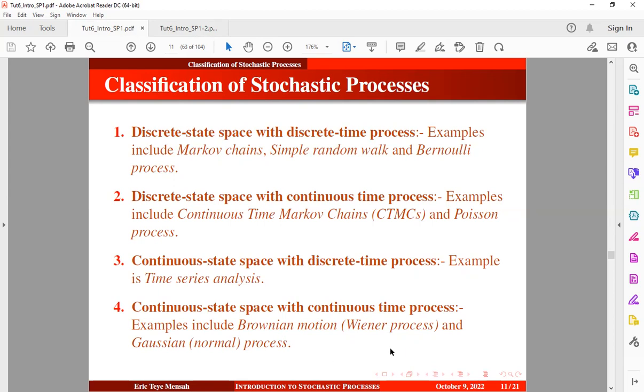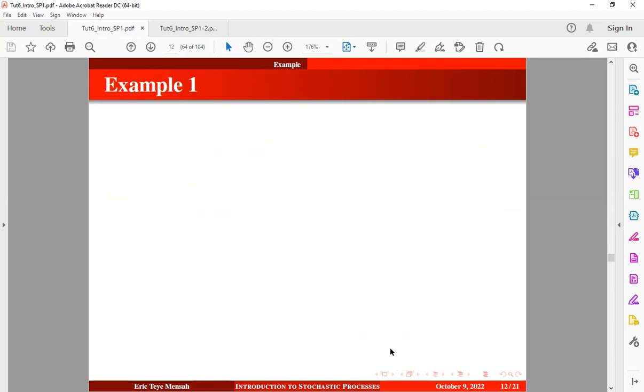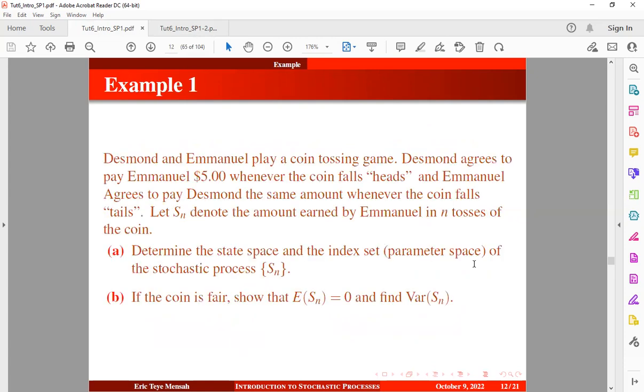All right, so now let's take a look at the last session on examples. Let's take a look at the first example. Desmond and Emmanuel play a coin tossing game. Desmond agrees to pay Emmanuel $5 whenever the coin falls heads, and Emmanuel agrees to pay Desmond the same amount whenever the coin falls tails.